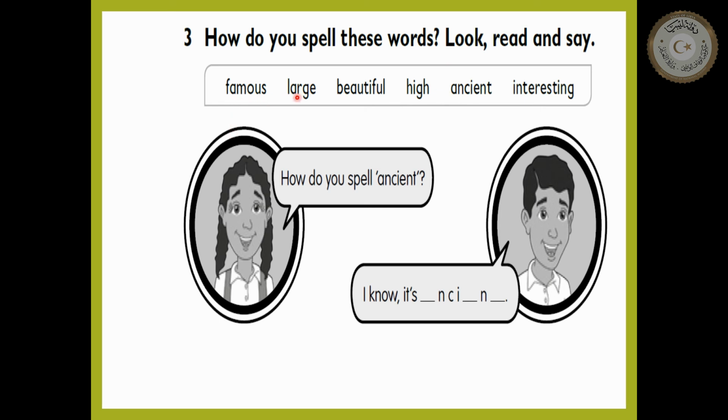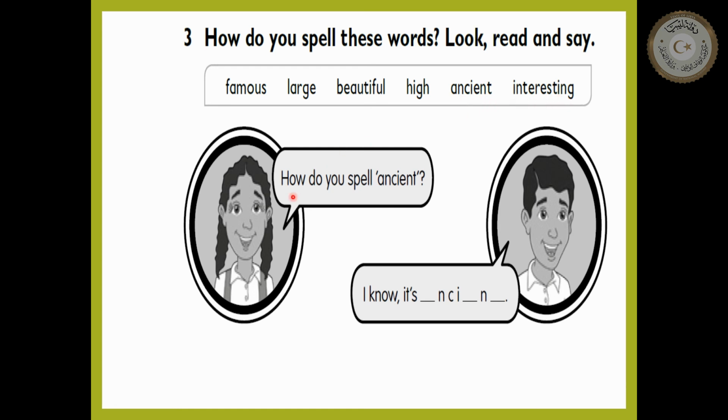Okay, let us start to read them together. So, famous, like he is a famous man. Excellent. Famous museum, famous Libyan museum. Large, beautiful, high, ancient, interesting.